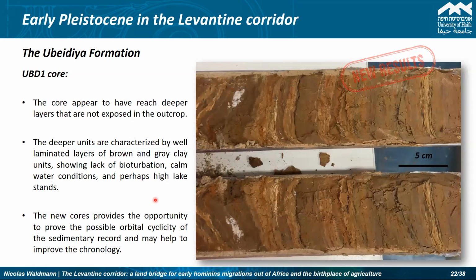So for the Ubeidiya formation, I show you here the lower part of the core, which is very well laminated and very well layered. And the core appears to reach deeper layers that are not exposed in the outcrop. This is our interpretation. The deeper units are characterized, as I say, by well laminated layers.